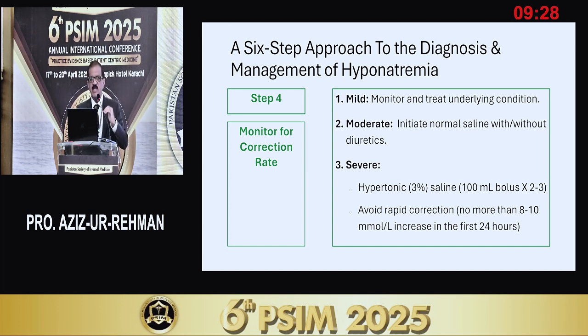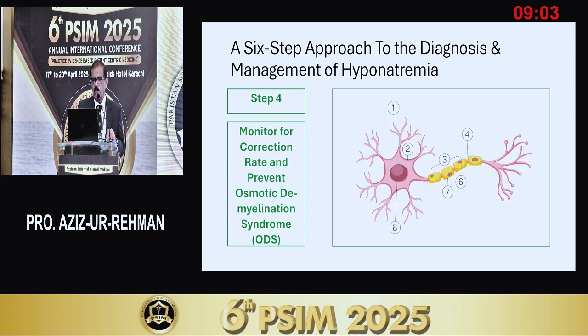And the tendency is to correct it as fast as possible, because that gives you a heroic feeling that you fixed this problem. So I think just 1 or 2 or 3 boluses max, and at a very, very low rate, avoid rapid correction, no more than 8 to 10 millimoles per liter increase in the first 24 hours. And there is a very, very good reason why you have to go low and go slow. And I'm going to show you this.